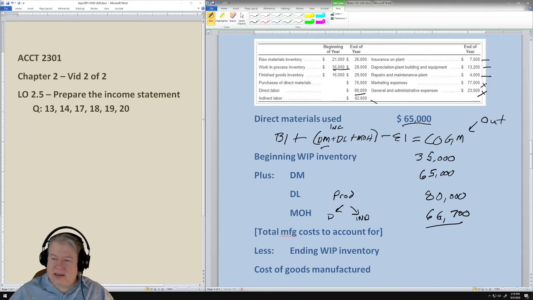And we will then take and add these items together. And just like I said in the prior one, adding the beginning inventory plus the purchases, or the incoming items, has a special name. Here it's total manufacturing cost to account for. And this total is going to be 182,700. Then, just like we did before, remember this is beginning inventory plus the incoming items minus the ending inventory equals the outgoing item. So here we want to have less ending work in process inventory, which is 29,000.